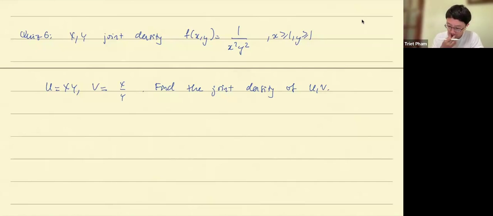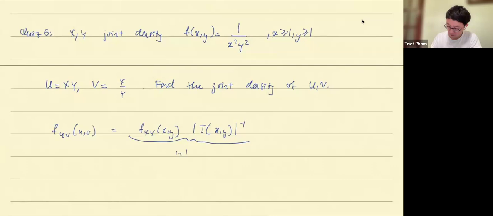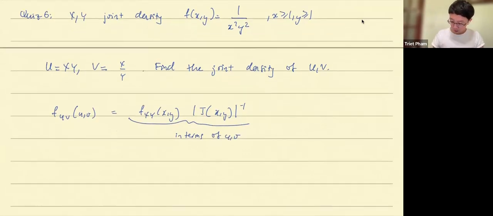Okay. So again, the formula is: f_UV(u,v) equals f_XY(x,y) times the absolute value of the inverse of the Jacobian of (x,y), with everything in terms of u and v. So let's find the Jacobian first.